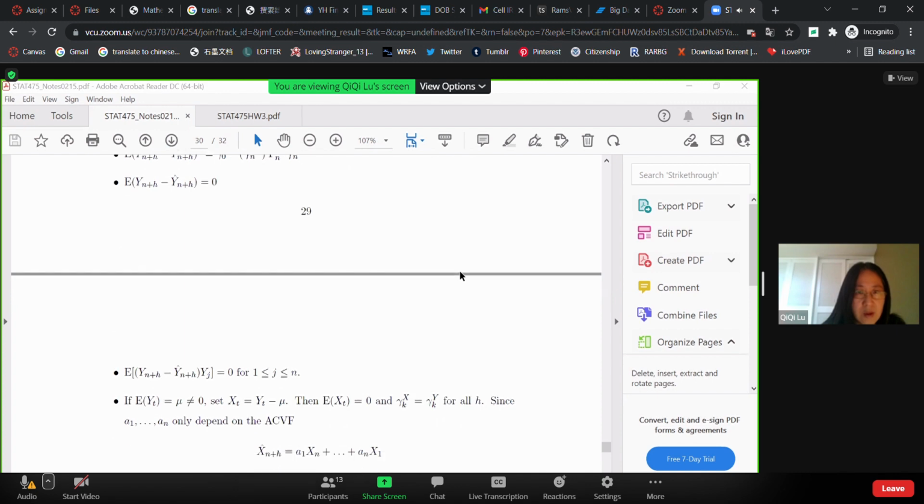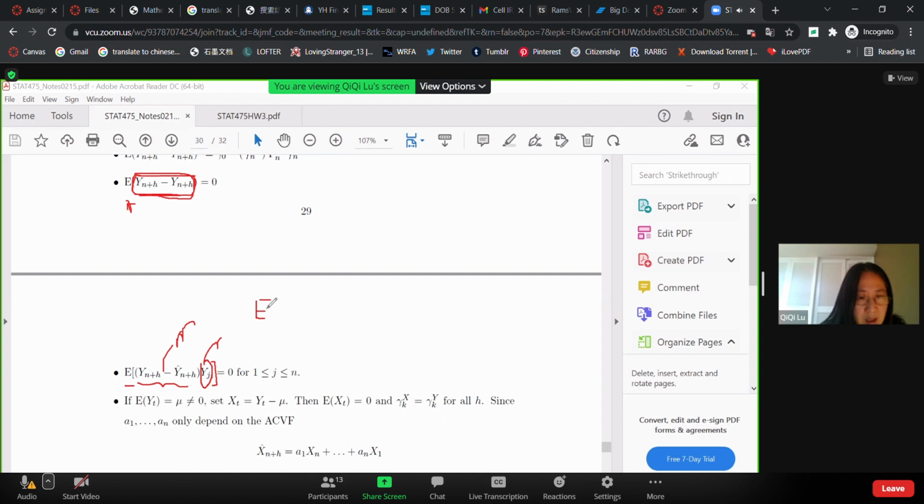Okay. So forecast error. On average, the forecast error is 0. So the expectation of forecast error is 0, so this forecast is unbiased. And then for each observation Yj, j from 1 to n, that's your observation, and this is the forecast. So the expectation equals 0.